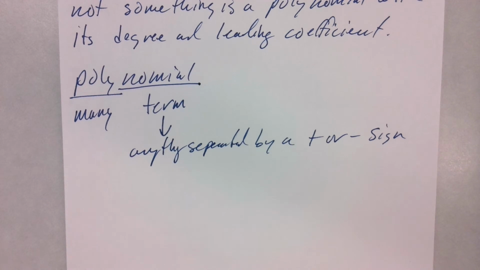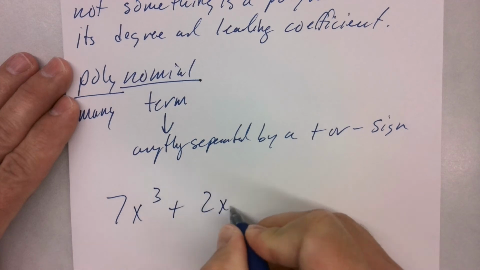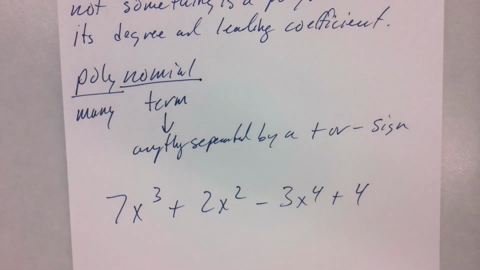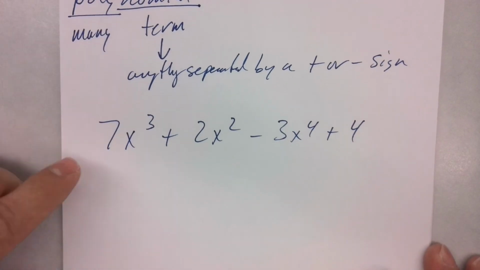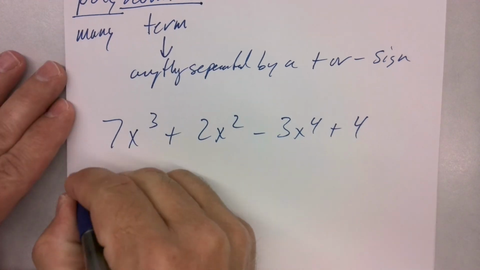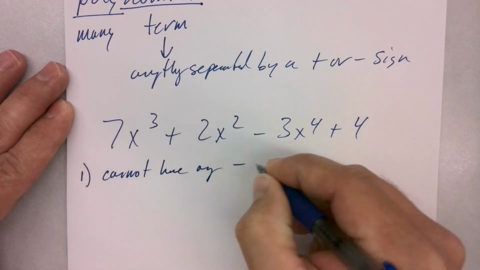Now, what's going to happen is they're going to do something like this: 7x cubed plus 2x squared minus 3x to the 4th plus 4. They're going to give you that, and they're going to ask you a couple of questions. First off, they're going to say, is this a polynomial? For right now, I'm actually going to do this differently. I taught something different yesterday. I'm going to approach this differently today. But a polynomial has to have a couple of things. One is that it cannot have any negative exponents.